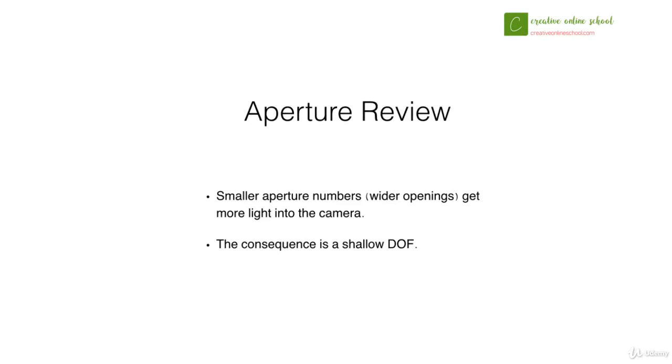So to review aperture, smaller aperture numbers, wider openings, get more light into our camera. The consequence is a shallow depth of field. But sometimes that's not a consequence. If you actually want a shallow depth of field, that isn't a consequence at all. As photographers, our fight is for light. So anything that gets us light, especially without a consequence, can be expensive.